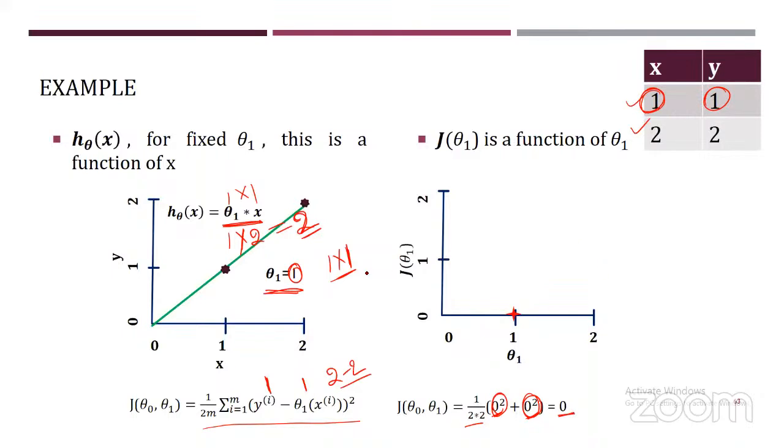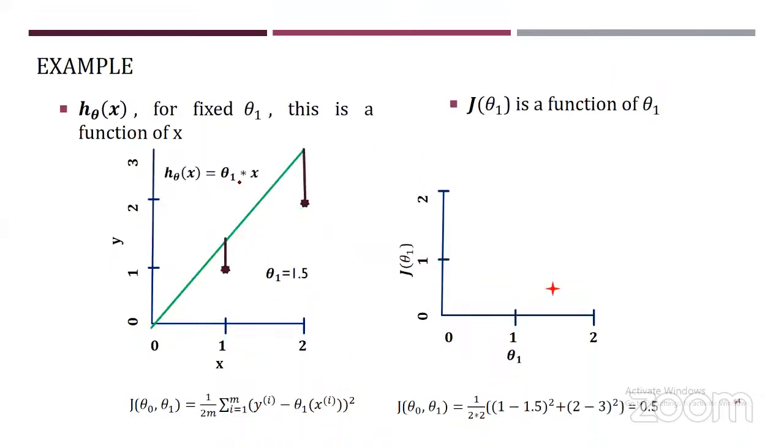That means if the value of your theta 1 is 1, then we are not going to have any cost. The cost is 0. That means for 1 we are predicting 1, for 2 we are predicting 2. So there is no difference between the actual and predicted one, and if there is no difference, the cost is 0. Coming to the other part.